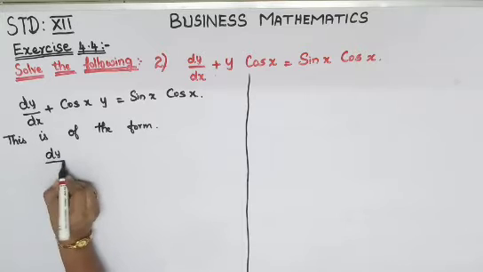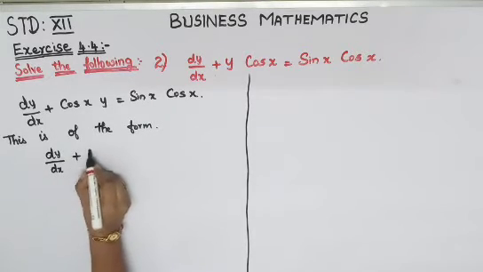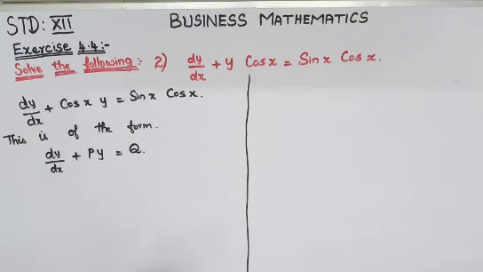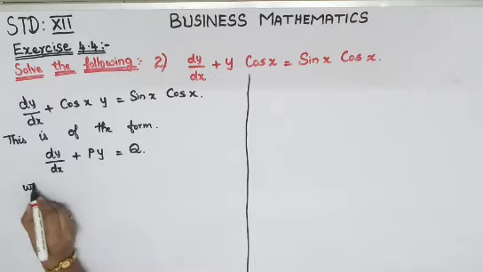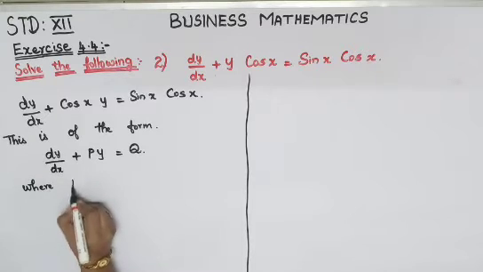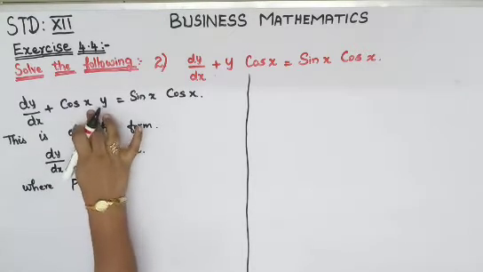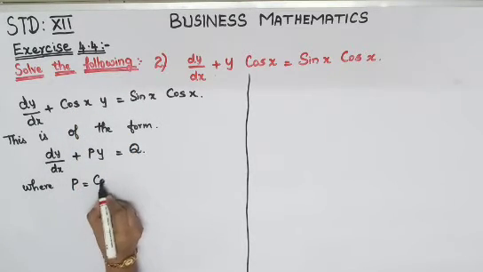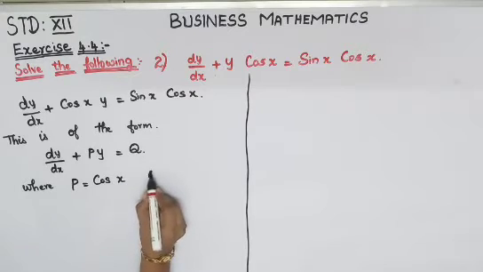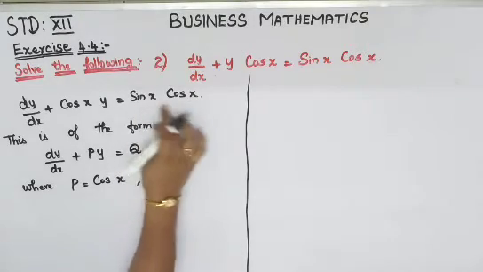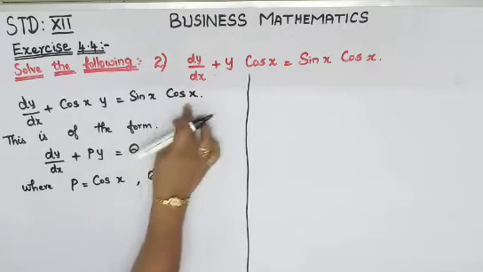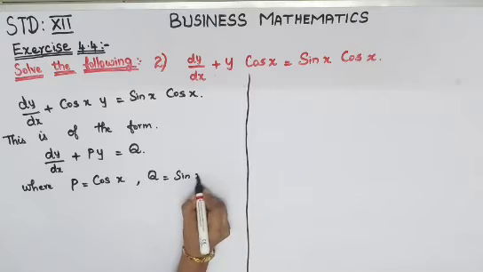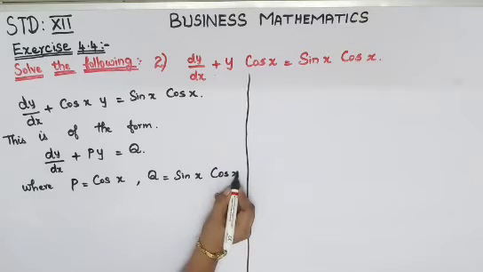So we can write it as, it is of the form dy by dx plus py, which is equal to q. So now comparing these two equations, we can write p is equal to cos x, and q is equal to sin x cos x.